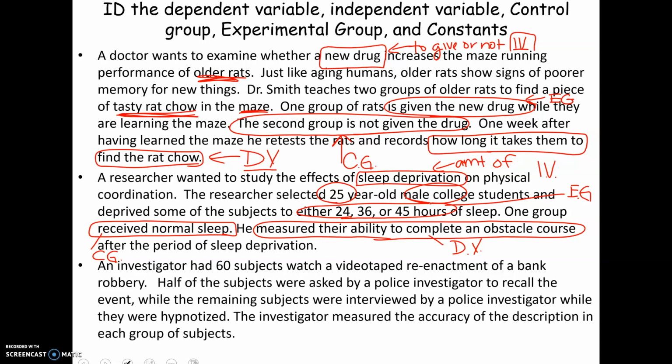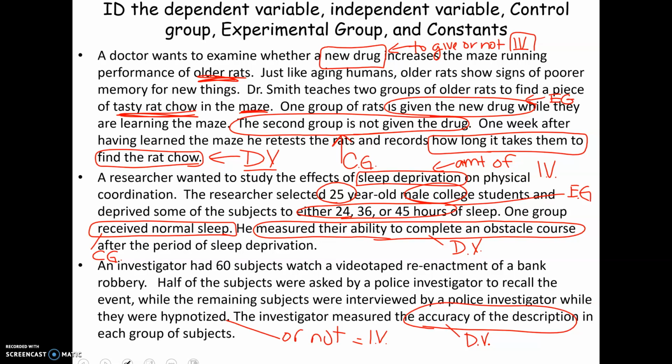So our independent variable, the one thing that's going to be different, would be whether they were hypnotized or not. I'm just going to put hypnotized or not, and that's going to be our independent variable. That's going to be the thing that the investigator was changing. Dependent variable, he is measuring the accuracy of their description. So this would be our dependent variable. He's going to see if hypnotized they have a better or worse ability to recall what they saw on that videotape.